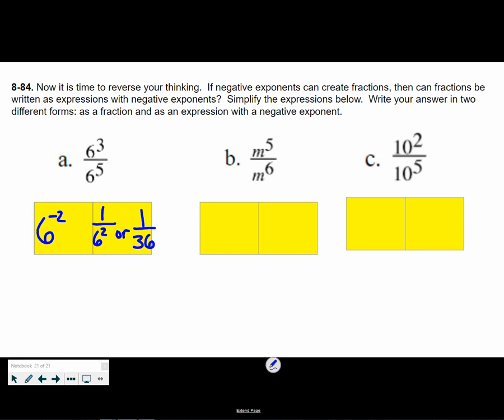For b, 5 minus 6 is negative 1, so it's m to the negative 1st power, or 1 over m to the 1st power. 2 minus 5 is negative 3, so you get 10 to the negative 3rd, or 1 over 10 to the 3rd, or 1 over 1000.